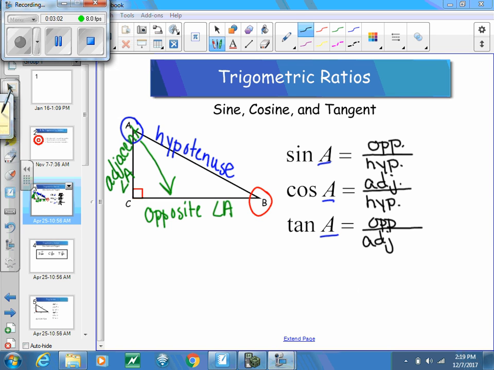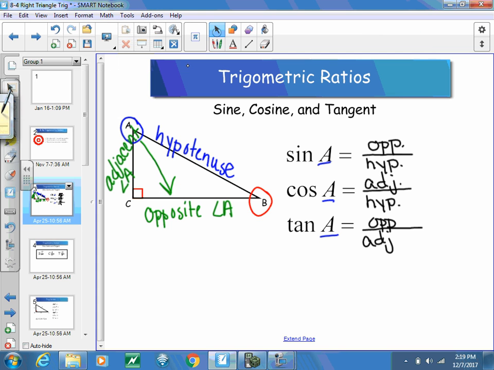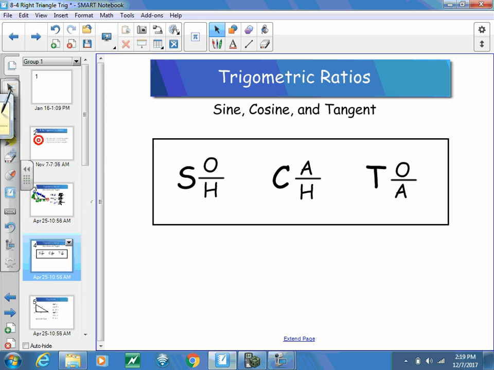All right, so it's with these three ratios that we are going to be able to solve missing sides and missing angles. A way to help you remember these three ratios is this acronym of SOHCAHTOA. When you see SOH, it's telling you that you're taking the sine of an angle as the opposite over the hypotenuse. C is representing the cosine, so cosine is adjacent over hypotenuse, and tangent is opposite over adjacent.